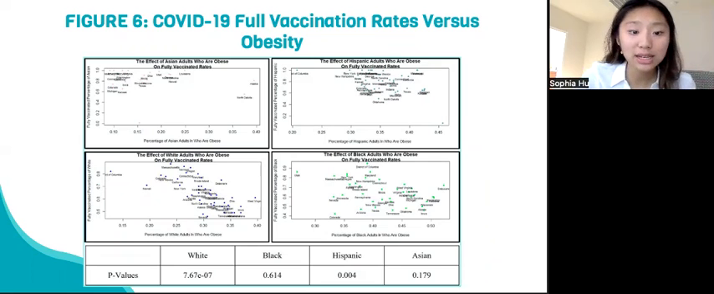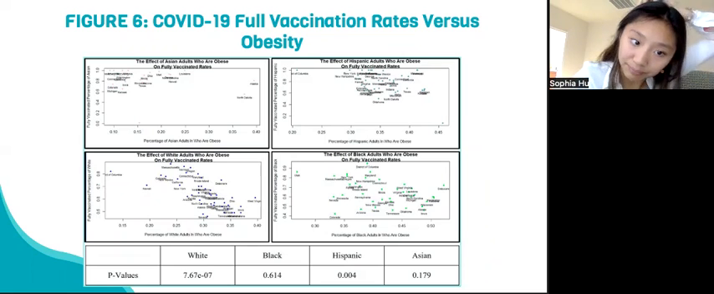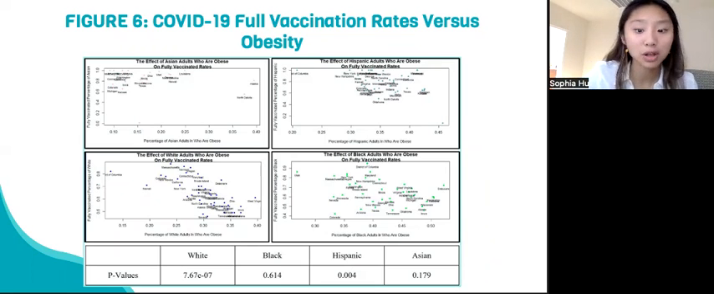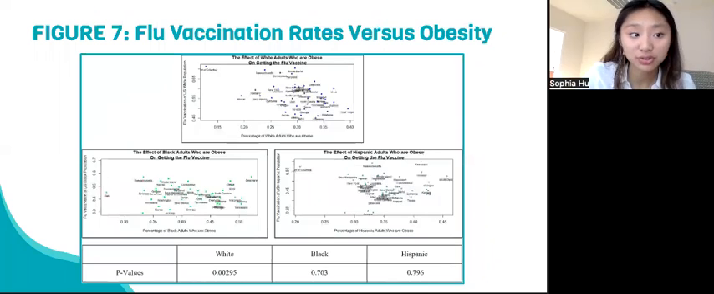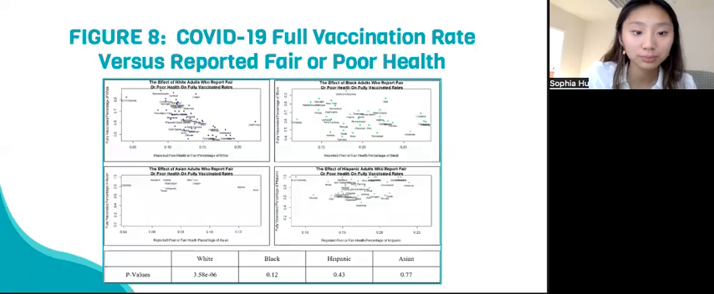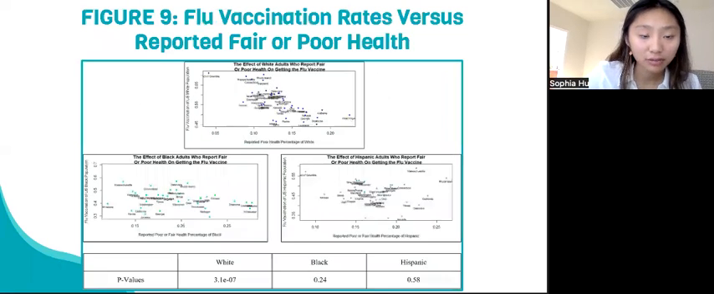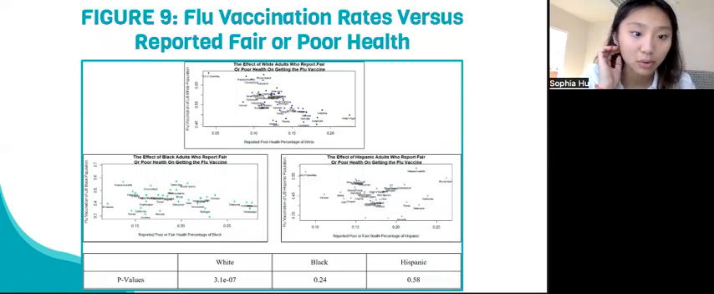For Hispanic, you can sort of see a correlation since it is less than 0.05, but the p-value for white is much more significant since it's much smaller. Then flu vaccination rates versus obesity, same thing: negative correlation for whites, no correlation for the other two. Then fair or poor health versus COVID-19 vaccination rates: a negative correlation for whites, as proven by the small p-value in the table, and then same thing here, flu vaccination against fair or poor health, negative correlation for whites with a significant p-value.